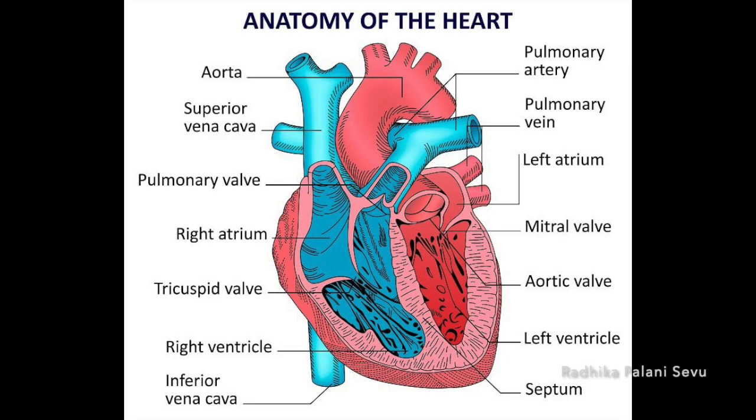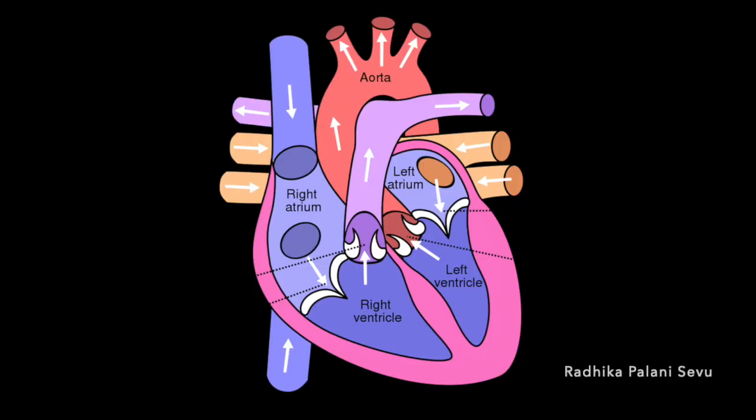So the left atrium is the third chamber. When the left atrium is full of blood, then blood flows down to the left ventricle. This movement of blood from the left atrium to the left ventricle happens by means of a valve called the mitral valve. So this is the third valve inside the heart. When the left ventricle is full, the blood flows out to the aortic valve. Through the aortic valve, the blood moves out to all the parts of the body.